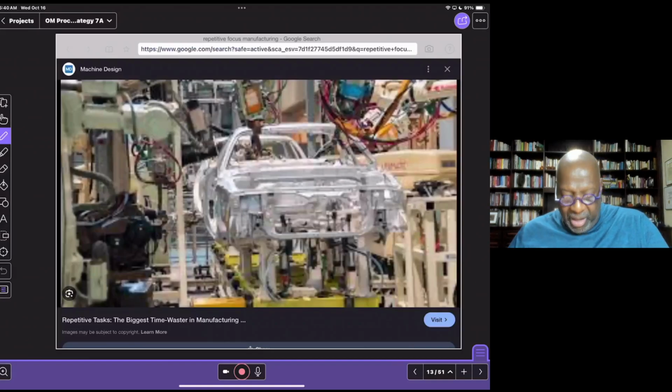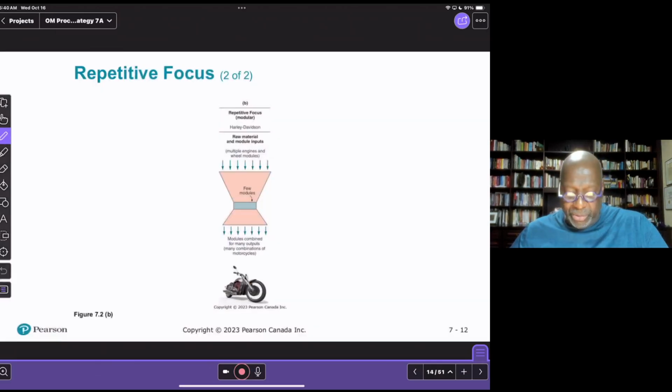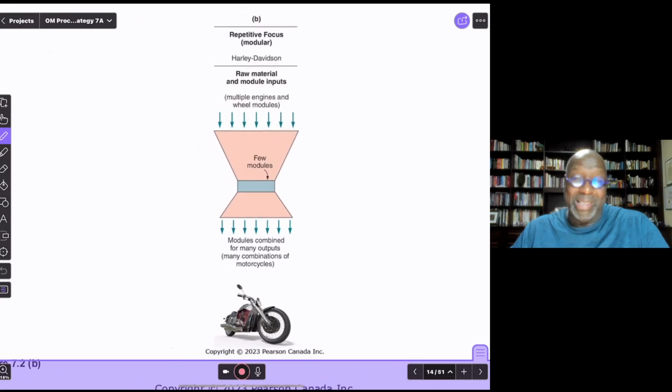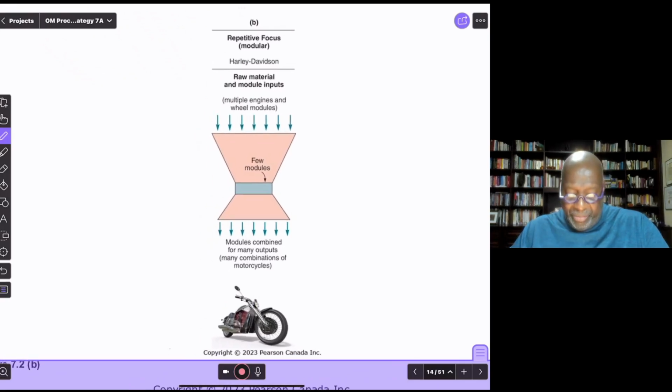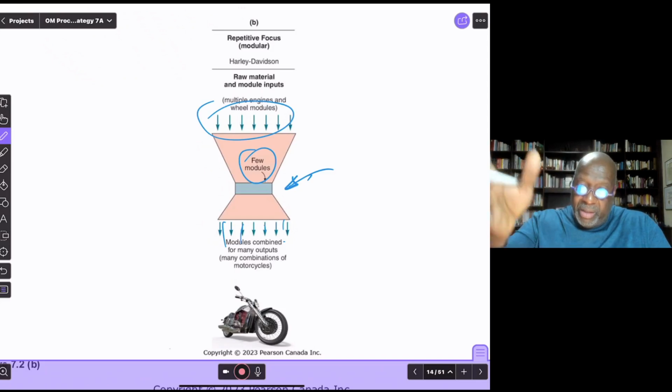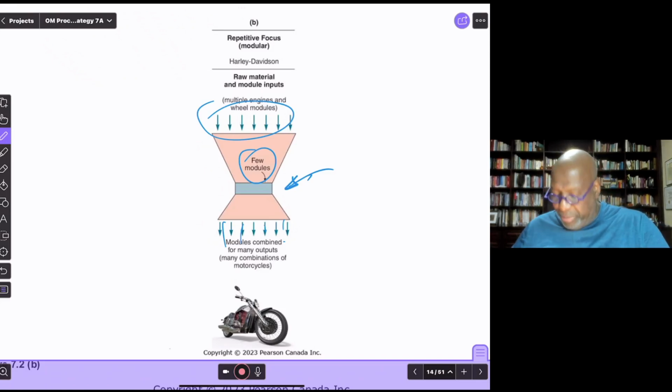So here's a car coming along an assembly line, and then the different parts being added to it as it goes through. All right, that's the repetitive focus right here, and we talked about it in the context of Harley Davidson as well. So you have all of your raw material coming in, you have few modules, and then you produce those out. So internally here, you have some assembly line systems happening, where the different types of products are more or less going through relatively similar process steps.